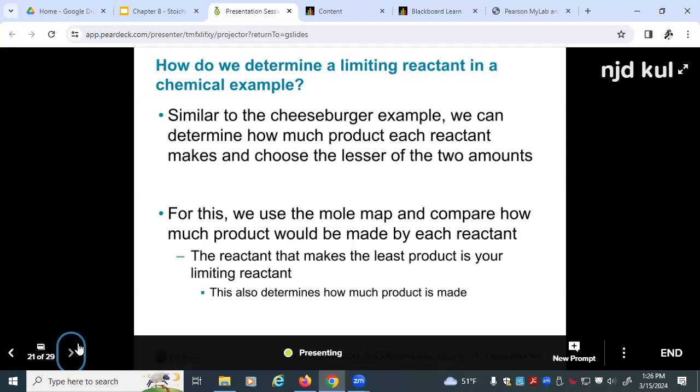In a chemical example, it's the same thing. I take this reactant, and I figure out how much product it's going to make. I take this other reactant, and I figure out how much product it's going to make. The one that makes the lesser amount of product, that's my limiting reactant. The amount of product that is made, we've got a term for that.